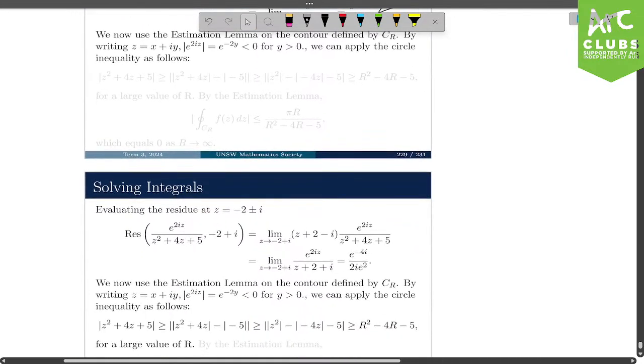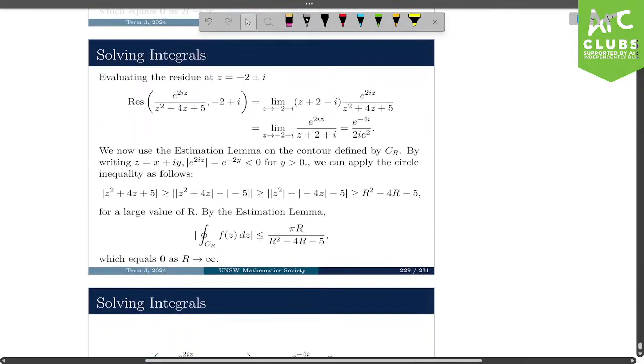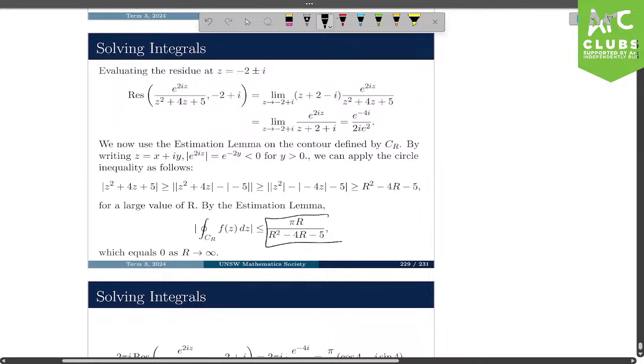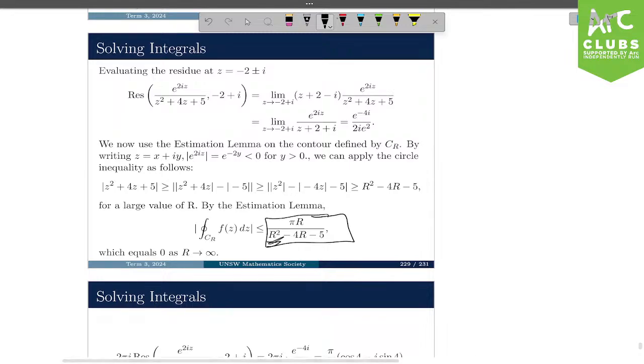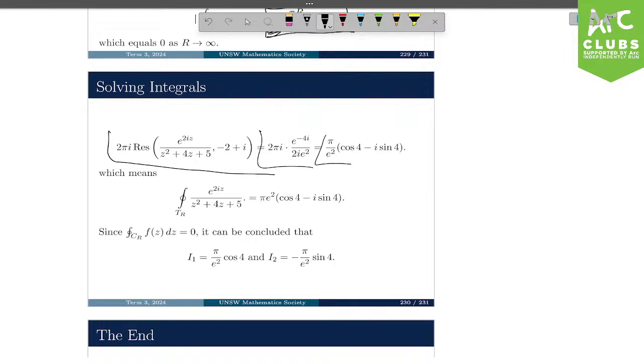And so now what we need to do is show that this external part is equal to 0. So we use the ML lemma and determine the maximum size. Since R has a greater power on the denominator, it converges to 0 as R goes to infinity. Therefore, we can very nicely say that 2 pi i times the residue equals this, which equals pi on e squared of cos 4 minus i sine 4, which implies the integral is equal to that, and therefore we can just break it into real and imaginary components, giving us our answer as required.